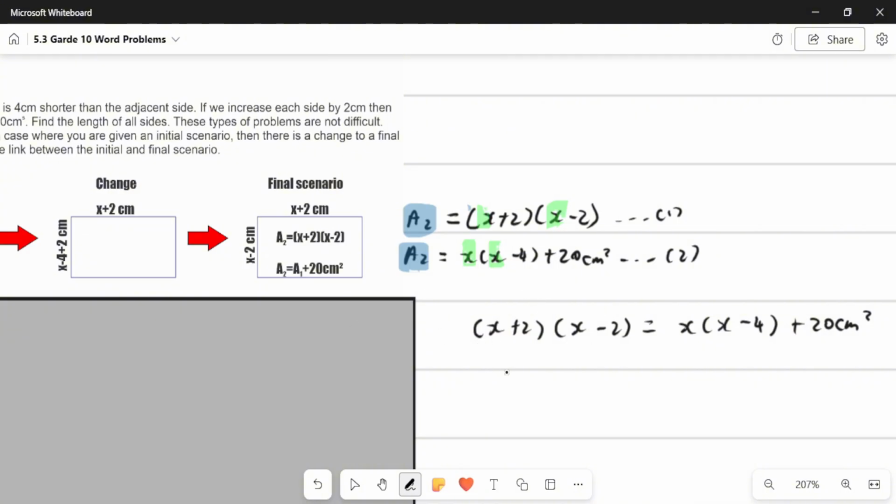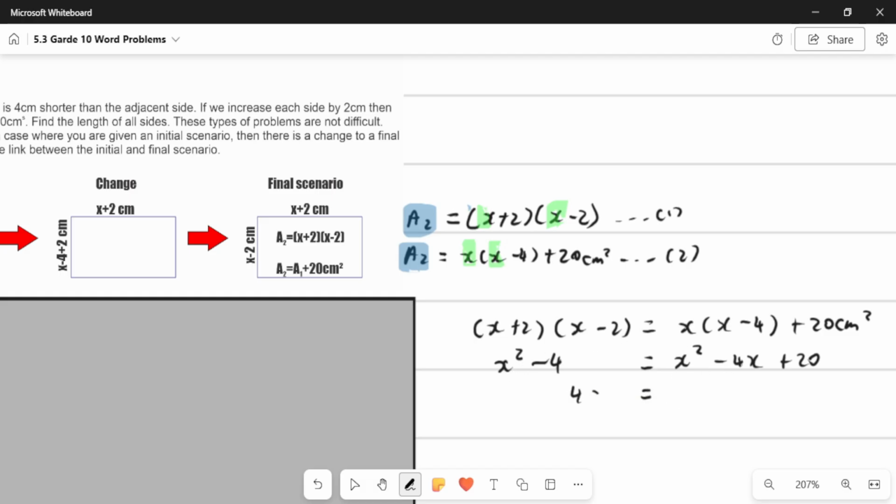Anyways, let's go. X times x is x squared, minus 2x plus 2x is 0, and it'll be minus 4. If you've seen this, this is a sum and difference of terms, so we're dealing with a product here. Therefore, we'll use the SMS rule: square the first term, write the minus sign, square the second term. Here I'll have x squared minus 4x plus 20. Then the x squared and the x squared will cancel.